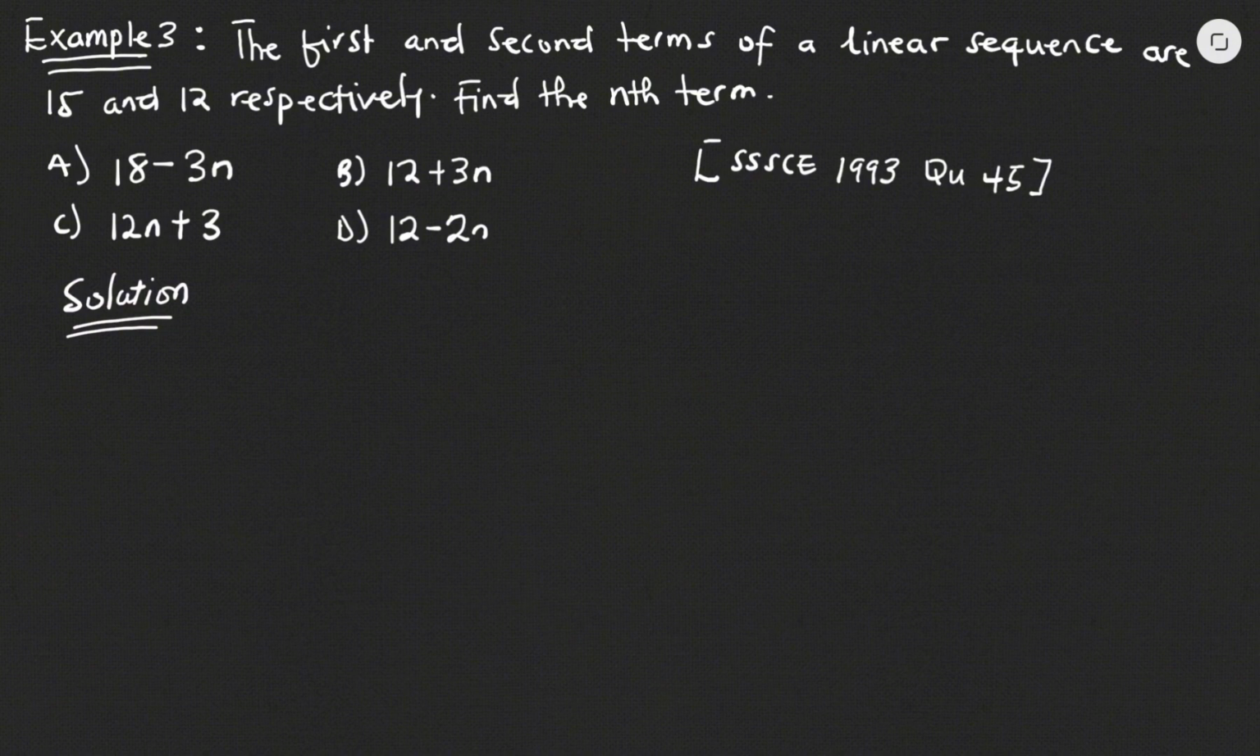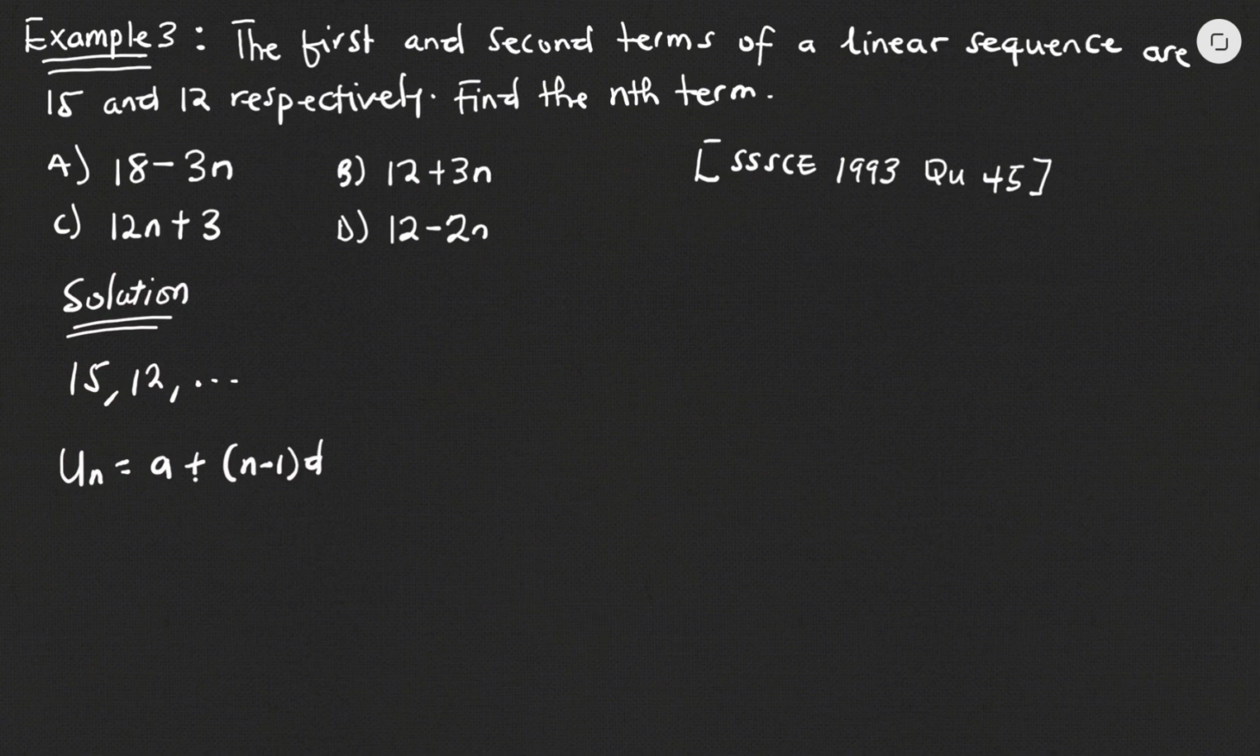Now, we're told that the first and second term of this linear sequence are 15 and 12 respectively. So it means that this sequence starts from 15, then we have 12, then it continues. This is how the sequence is. We have to find the nth term. The fact that we're given the first and second term makes it easier for us to solve this problem. To find the nth term, un is equal to a plus (n minus 1) multiplied by d. That is the formula we use to find the nth term of a particular sequence.